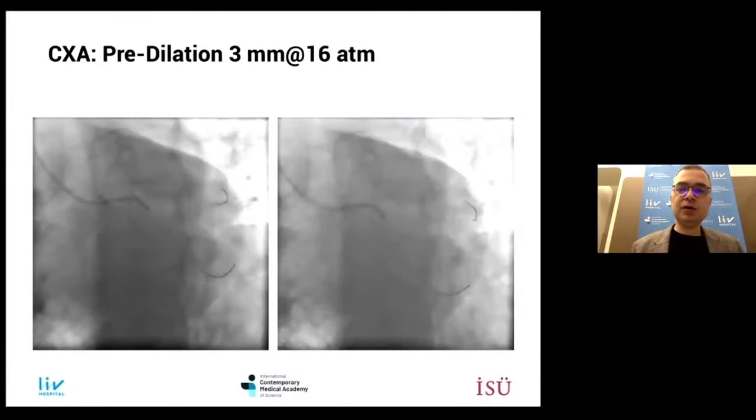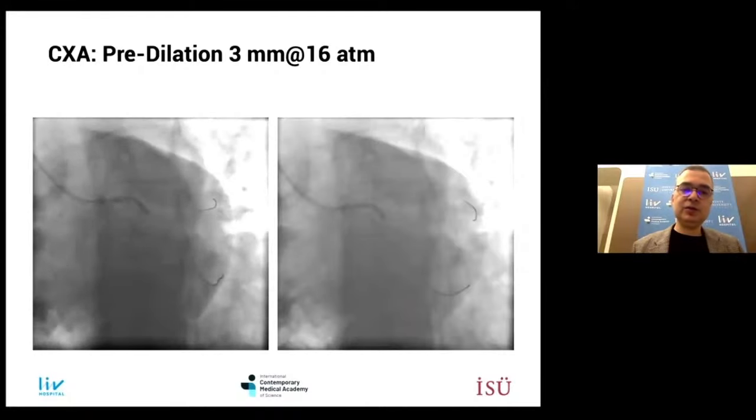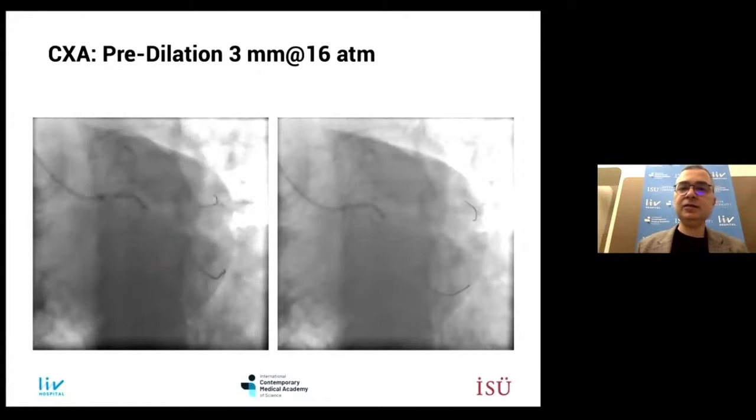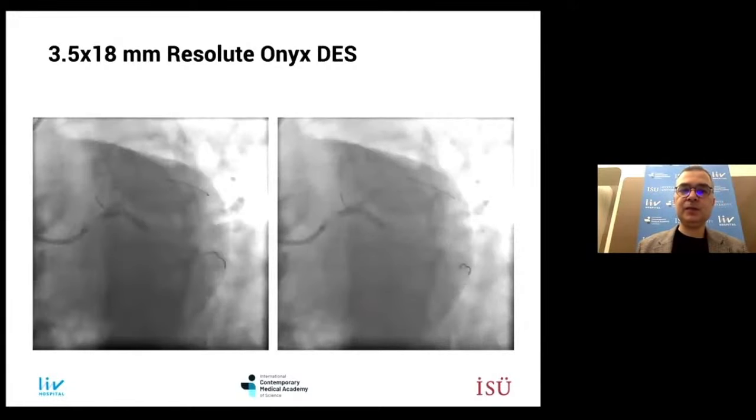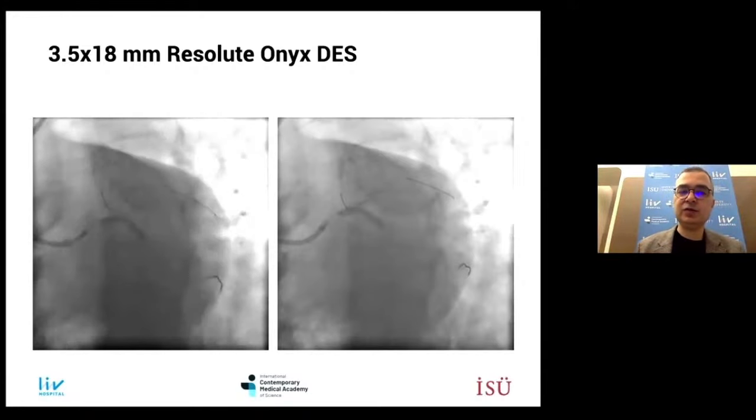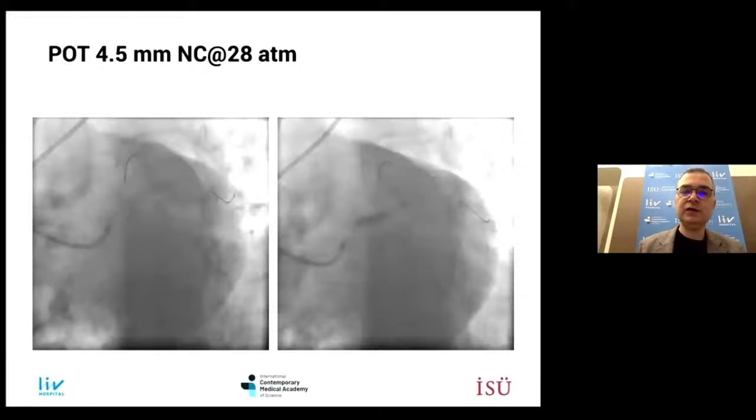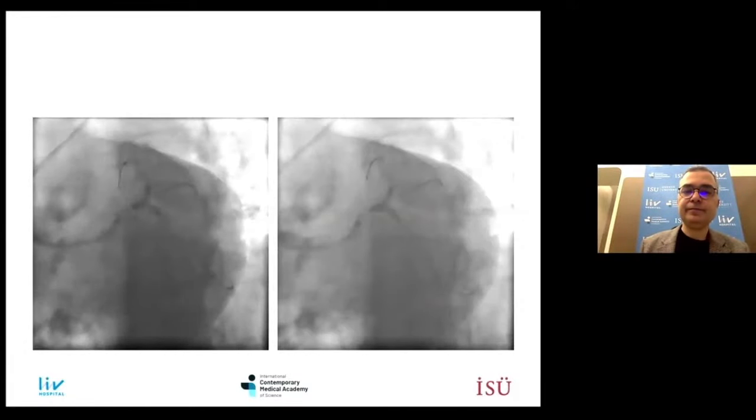So how we achieved the DK culotte technique in this patient: we inserted our initial stent to the circumflex and dilated with a 3 millimeter balloon at 16 atmospheres. And then we implanted a 3.5 by 18 millimeter Resolute Onyx drug-eluting stent to the circumflex. So this was the first step. After that, we did a 4.5 millimeter NC balloon proximal optimization. And then we did our first kissing balloon.